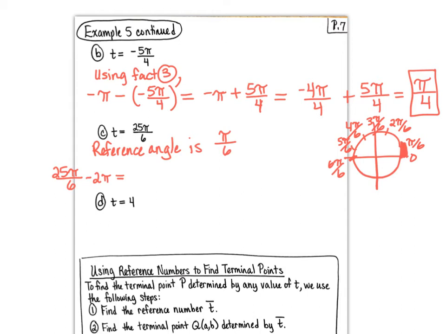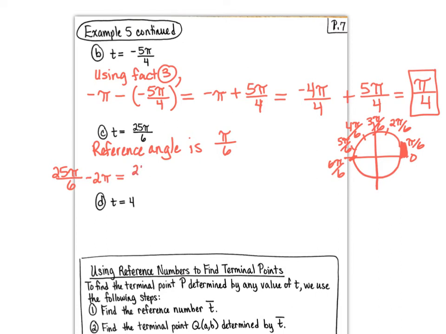7 pi over 6. Nope. Repeat the question. Yes. What do you get when you have 25 pi over 6 minus 2 pi? What do you get? 13 pi over 6. Yes, you get 13 pi over 6. So remember, you have to find your common denominator.